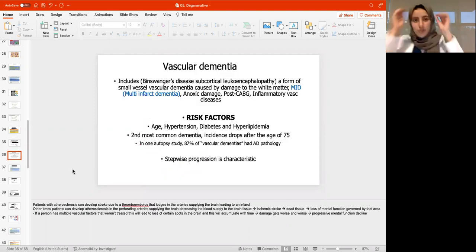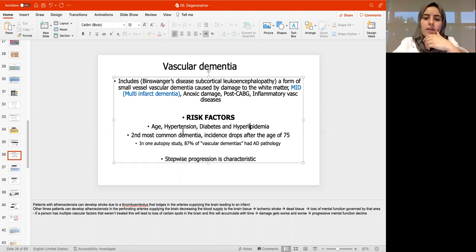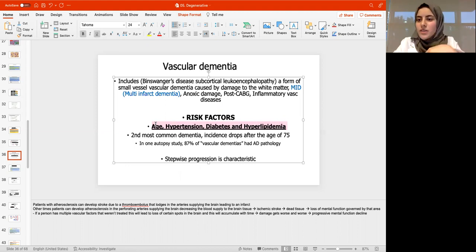Okay, now vascular dementia. We said it's a form of small vessel vascular dementia where you have small blood vessels being affected, okay? And then leading to infarction in the brain. And eventually the infarcts in the brain of the patient accumulate with time until he ends up with dementia, okay? The risk factors are like those of any vascular disease, for example atherosclerosis. The risk factors are hyperlipidemia, diabetes, hypertension, age, okay? So these are important risk factors that you can link with vascular dementia.